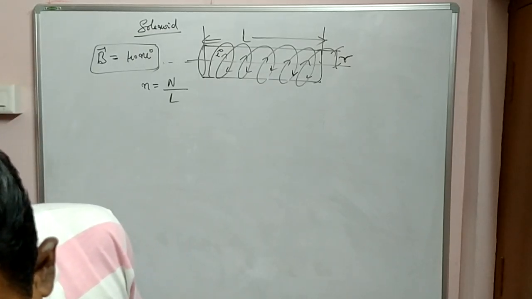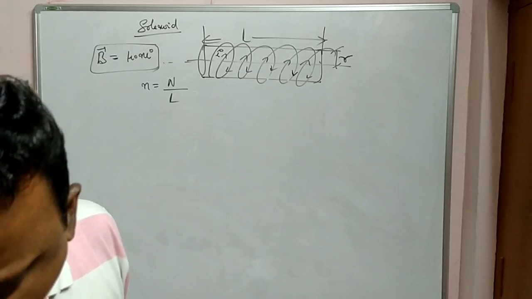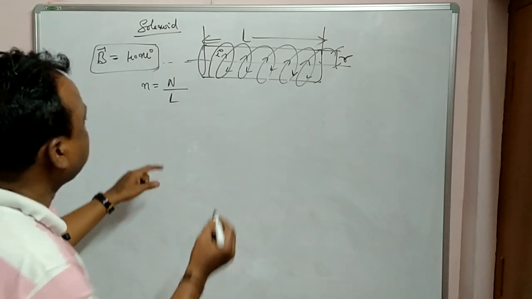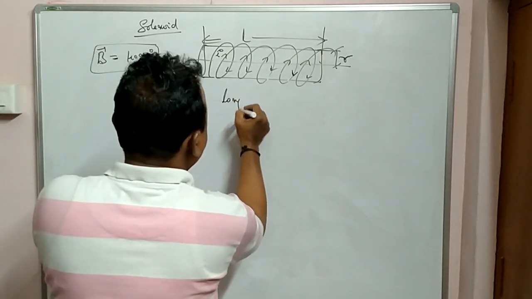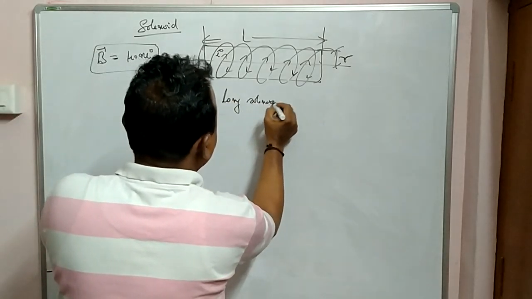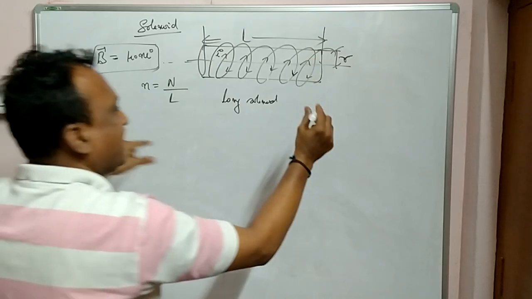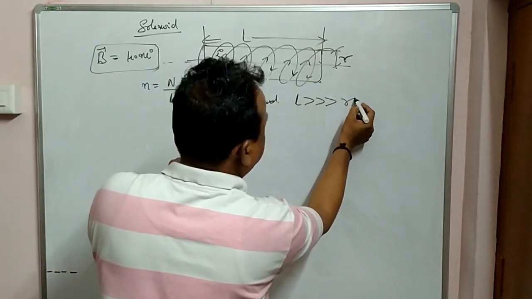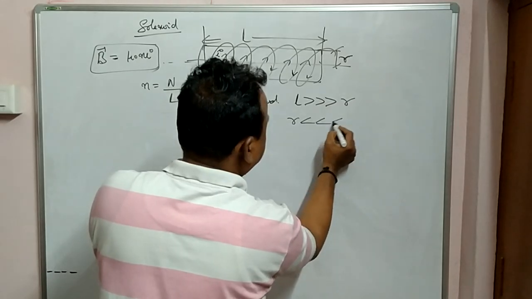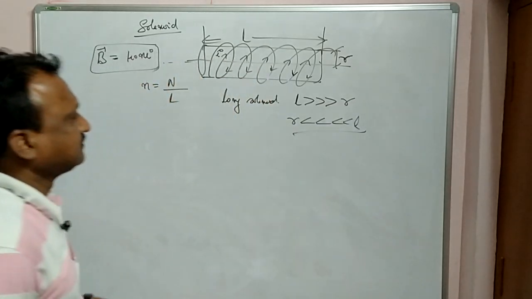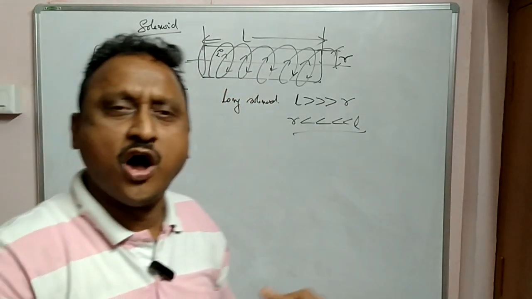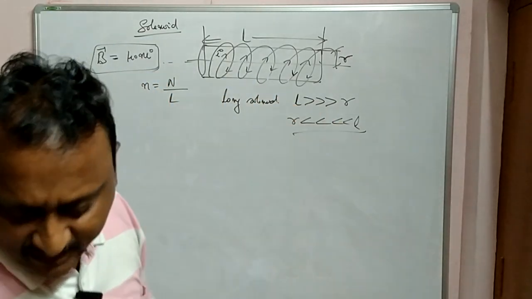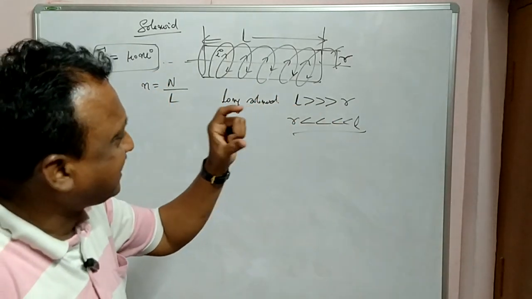Sometimes in the examination, they may ask for a long solenoid. What is meant by a long solenoid? Long means very lengthy, the radius is very small, and the length is very much larger than R. R is very much less than L. That solenoid is called a long solenoid. Sometimes they ask this in the NEET examination: the length is very much larger and the radius is very much less.